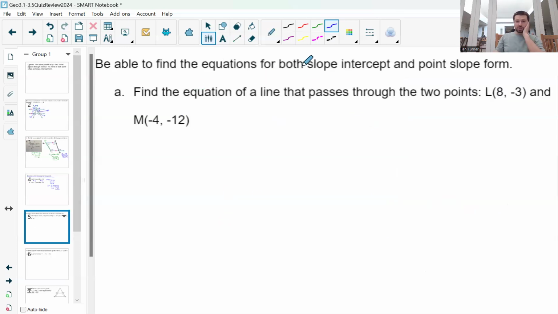So we want to find the equations in both slope intercept and point slope form. It says point slope there. It's going to pass through 2 points, L and M. First thing we want to do is find the slope, because we have 2 points and we don't know the slope. Let's call this one x1, y1 and this one x2, y2. And y's on top. We go -12, minus a negative, so it becomes plus 3, over 8 minus a negative.